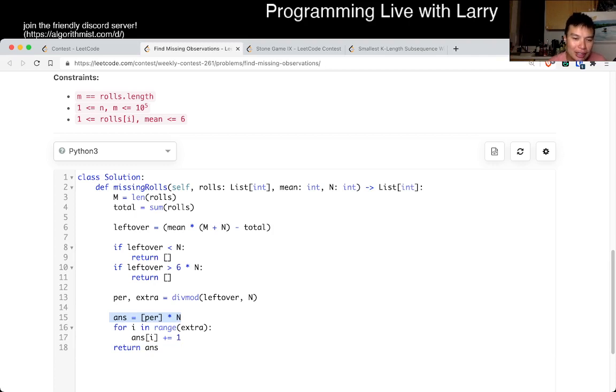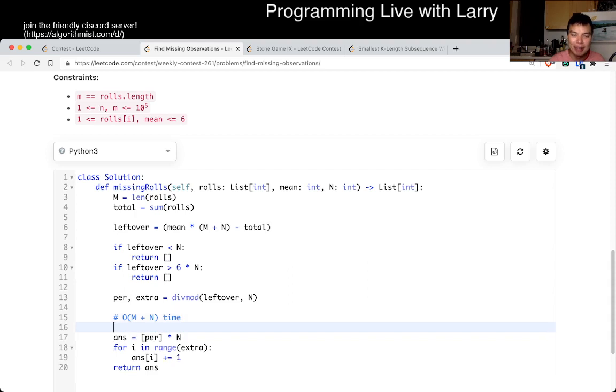And of course, the extra can have at most n minus 1 elements, because that's the most leftover, and therefore this is also exponential time, but O of n time. So in total this is O of m plus n time and O of n space. But of course, you would not call this linear per se, at least not linear in the size of the input, because the input is a number. Anyway, that's what I have for this one. You can watch me solve it live during the contest next.